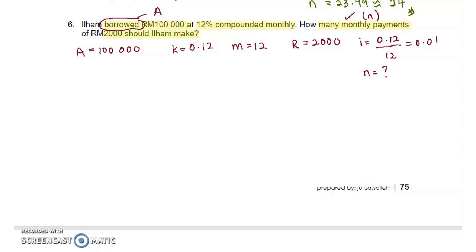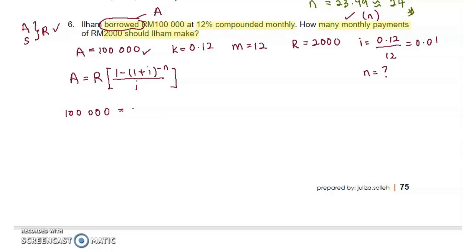Okay, which formula do we need to use? Again, both formula A and formula S have R in them, right? Now we have info about A, present value, so we start with the present value formula. So A equal to R times 1 minus (1 plus i) power of negative n, divided by i. So 100,000 equal to monthly payment 2,000 ringgit times 1 minus (1 plus 0.01) power of negative n, divided by 0.01. Okay, we want to find value n here.